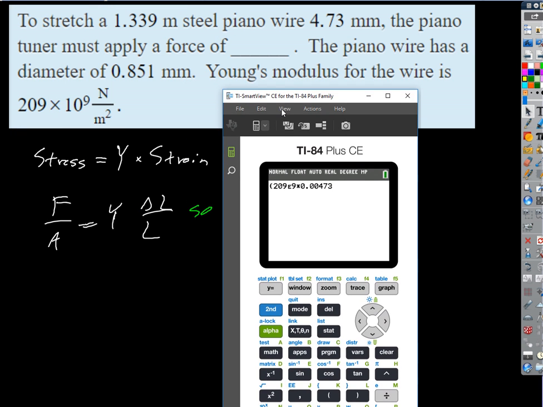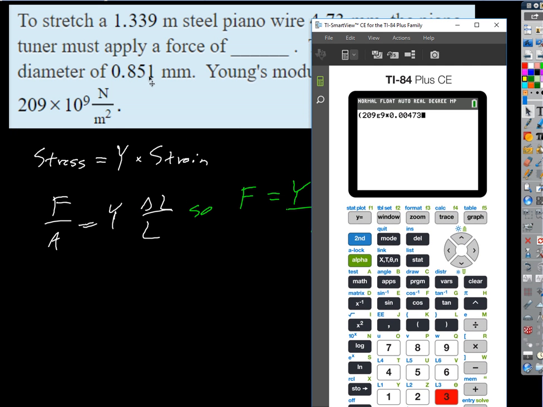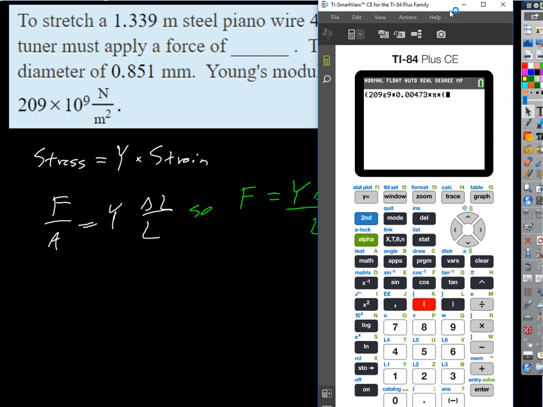Okay, so the wire has a diameter of 0.851, so we need to multiply by pi times the radius squared, right? We're going to put the radius in parentheses because we have to calculate the radius in our big calculation here. So we want pi times r squared. How are we going to get r from this? Divide by 2. Okay, so we divide by 2, same thing as multiplying by 0.5. So 0.5 times this, right? So that gives us the radius in millimeters, right?